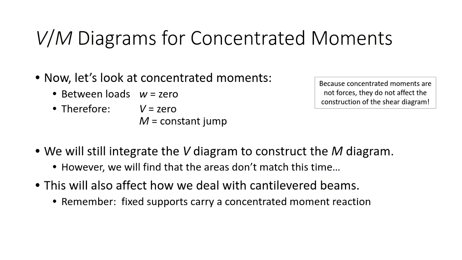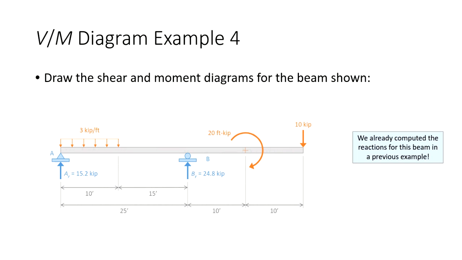The reason I say that is because when you have a cantilevered beam and you have a fixed support, you have a reaction in the x direction, a reaction in the y direction, but you also have a moment reaction. And that moment reaction is a concentrated moment. It's going to affect how we draw a moment diagram for a cantilevered beam. So I have 2 examples for you. I have this one here, and then I have a cantilevered beam here.